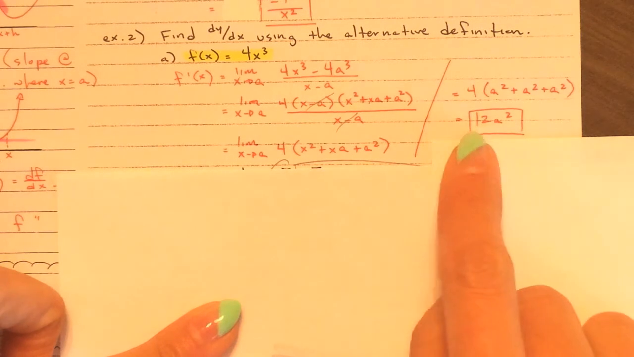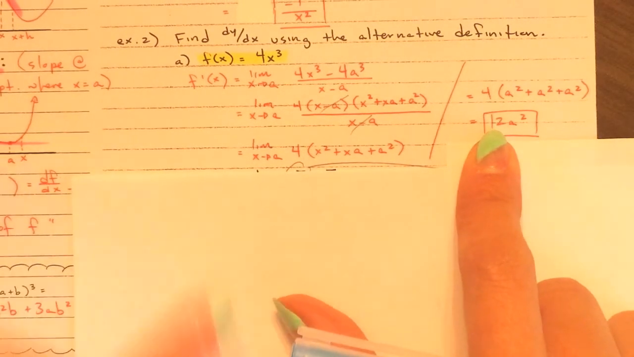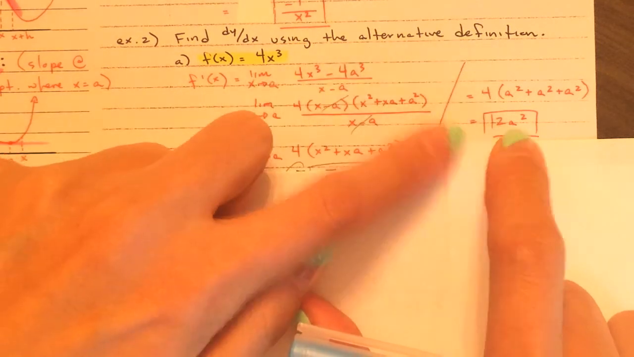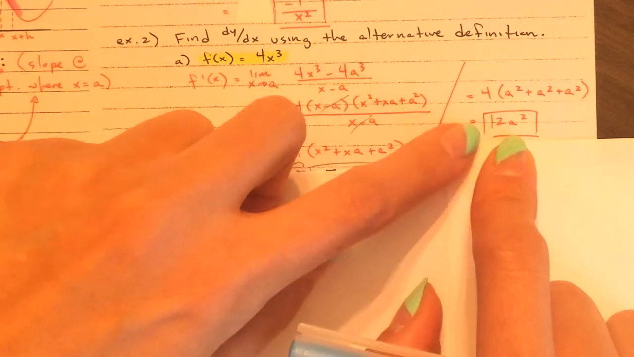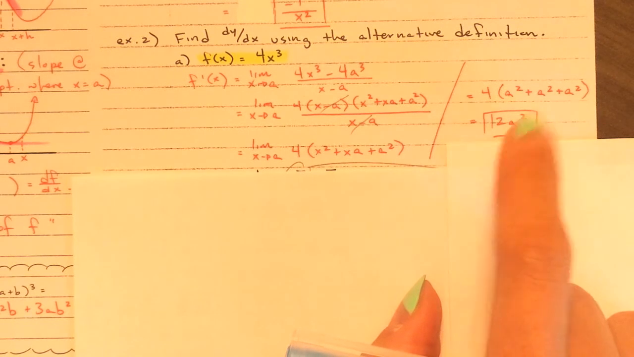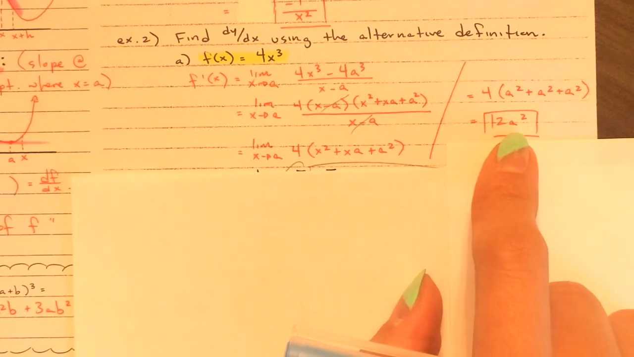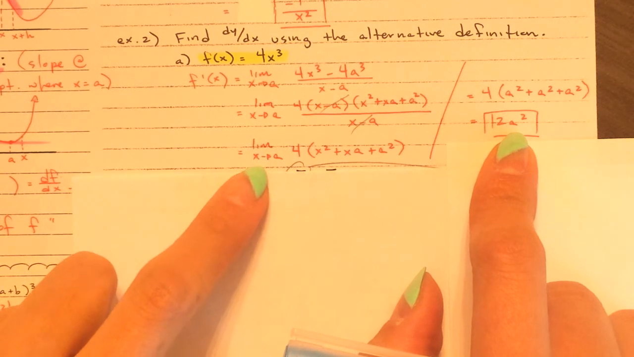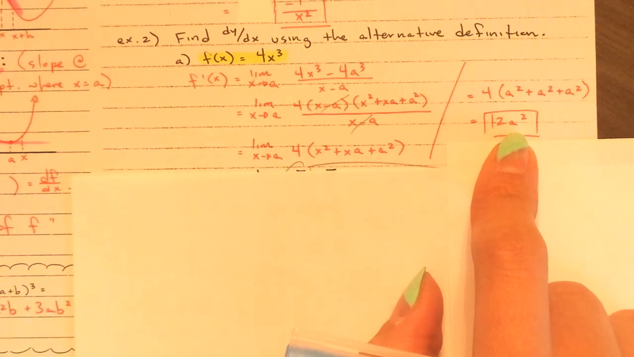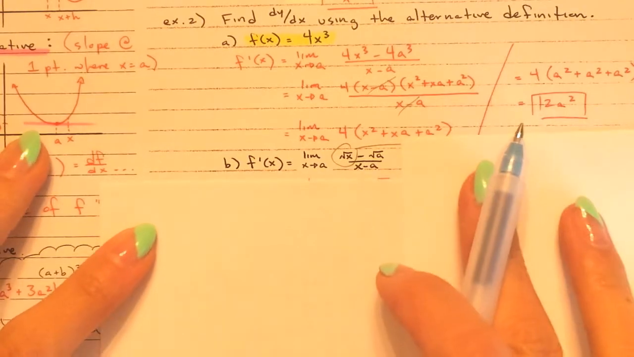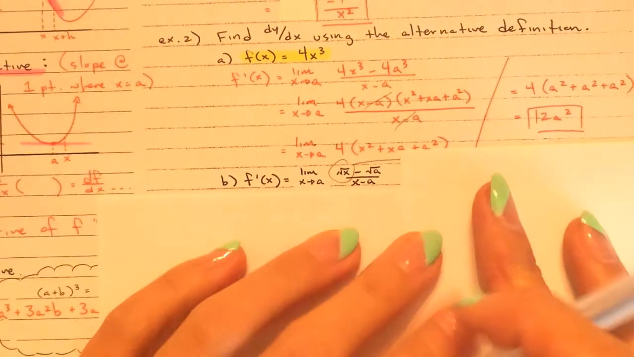You would have gotten the same answer using the definition of derivative, but the alternative definition gives you this. If it's the definition of derivative, my answer would actually be 12x squared. And then with the alternative definition, you're always going to have an a instead of an x, because all the x's turned into a's. Does it matter? Yeah, it does.